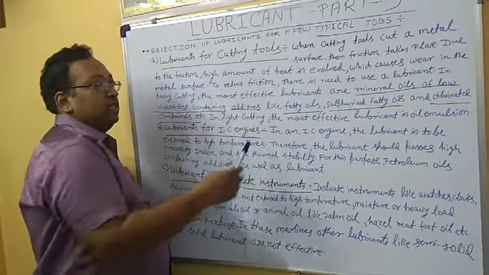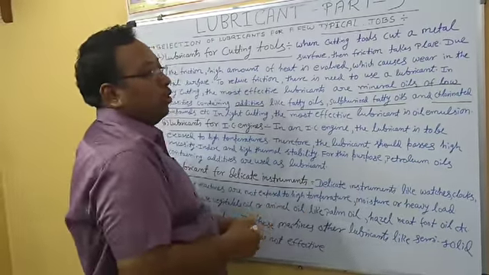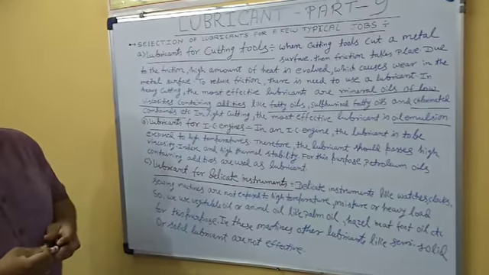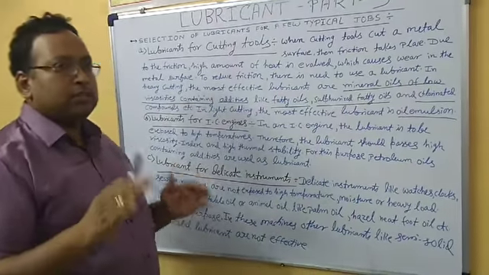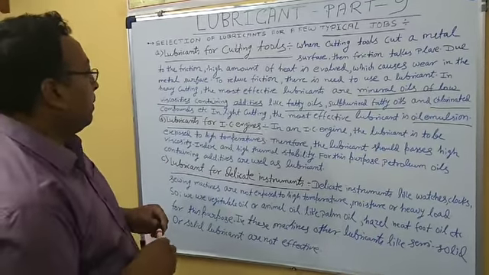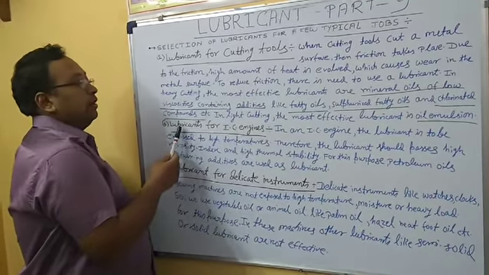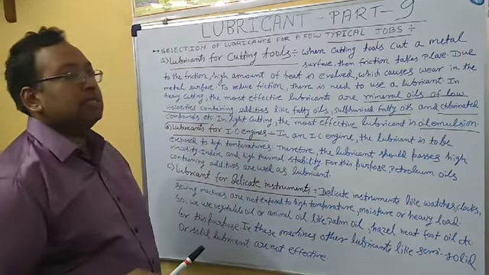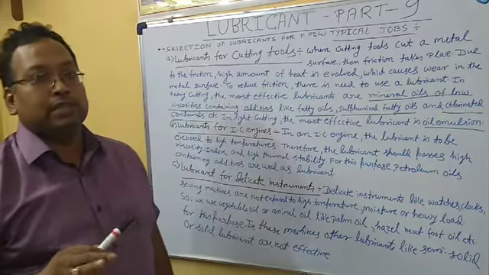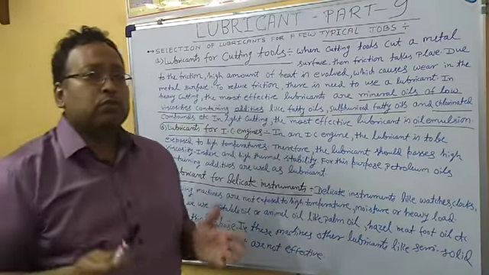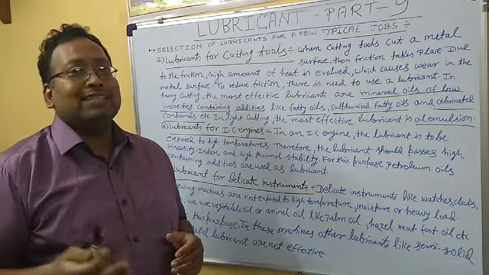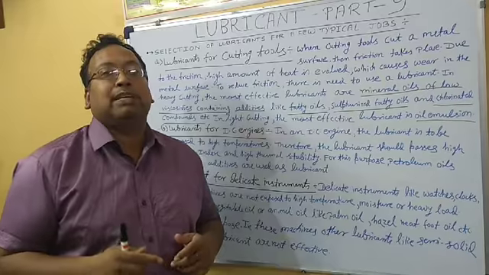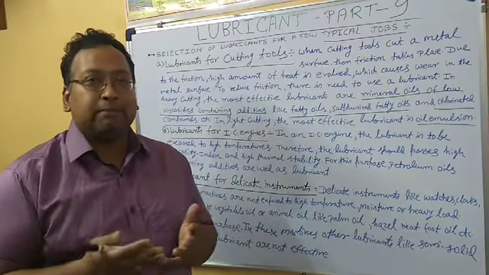In light cutting, the most effective lubricant is oil emulsion. So we use oil emulsion when the cutting is light, meaning there is less friction in that work. The second job is lubricants for IC engines. IC means internal combustion engine. Nowadays most of the engines we use are IC engines, meaning the burning of fuel takes place inside the engine, inside a chamber.